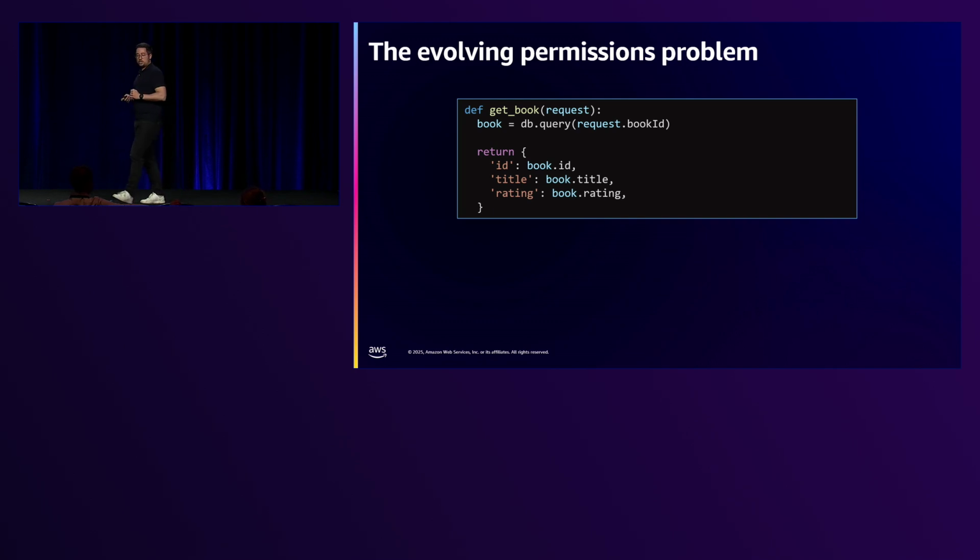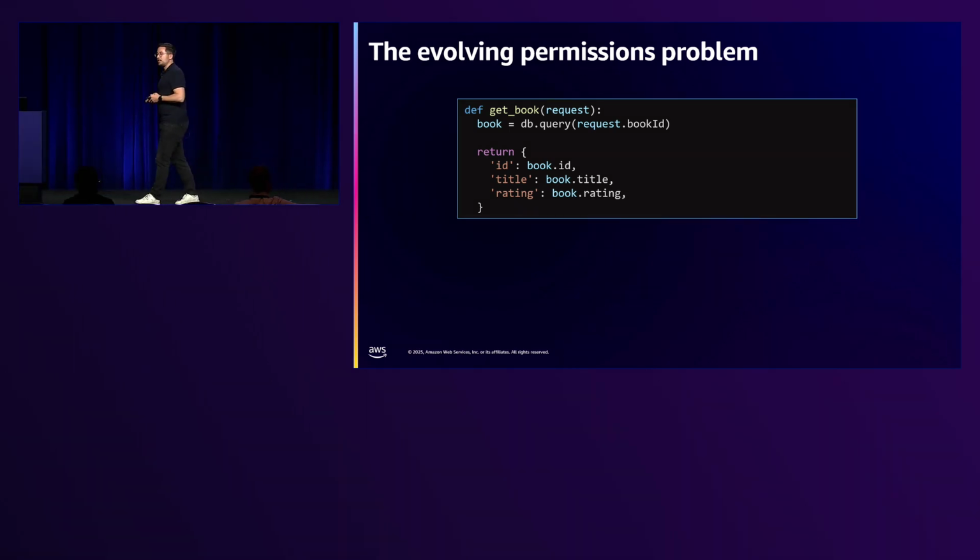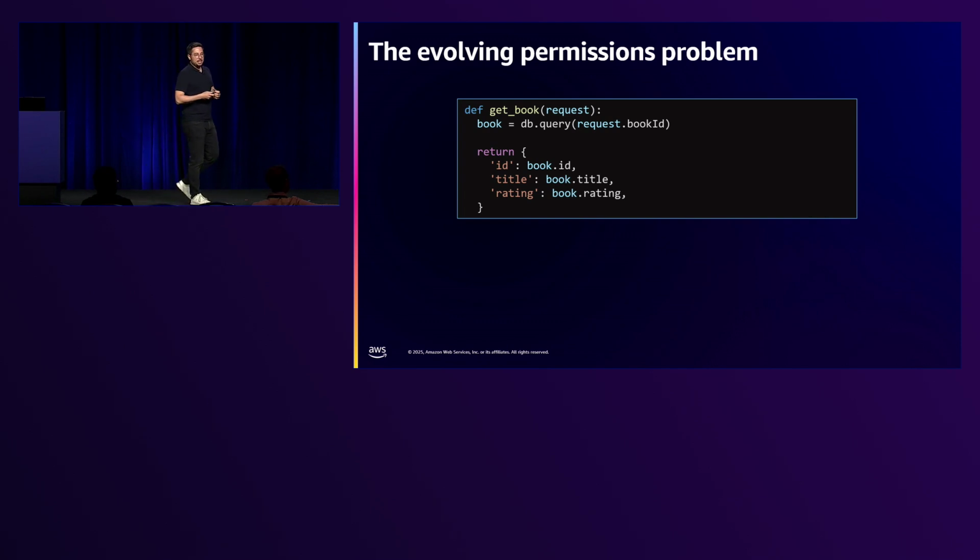So what you see on screen here is a simple function that gets a book from a database based on a request from a user. After the book is fetched, you return the ID, the title, and also the rating of the book. And as you can see here, we don't have any access control. Any request will allow you to get the book and to return it.